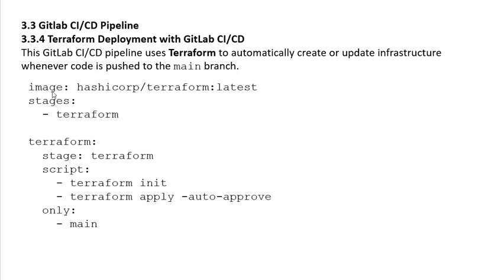Let's check the example: image: hashicorp/terraform:latest, stage: terraform, and terraform: stage: terraform, script: terraform init, terraform apply -auto-approve, and only: main. Let's check the example in detail.